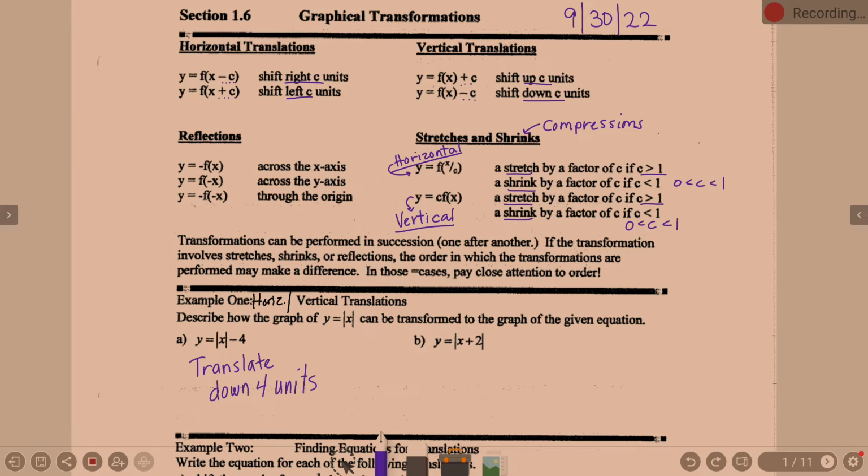Okay. And again, it did say to describe based on that y equals absolute value of x. Translate down 4 units, shift down 4 units, move down 4 units. Just do me a favor, don't just say down 4. Put a verb in there, okay? Still not a complete sentence, but at least a complete thought.